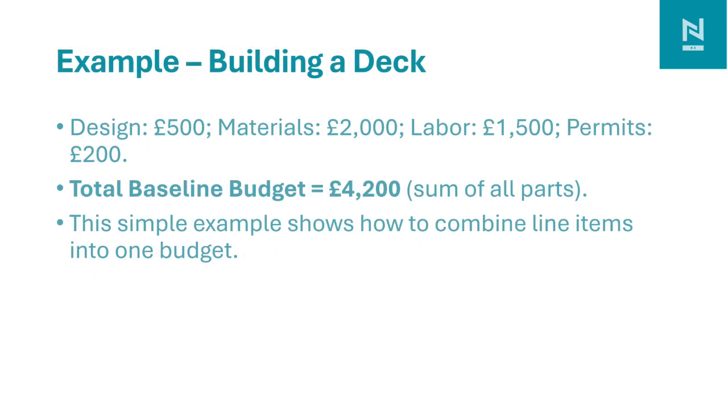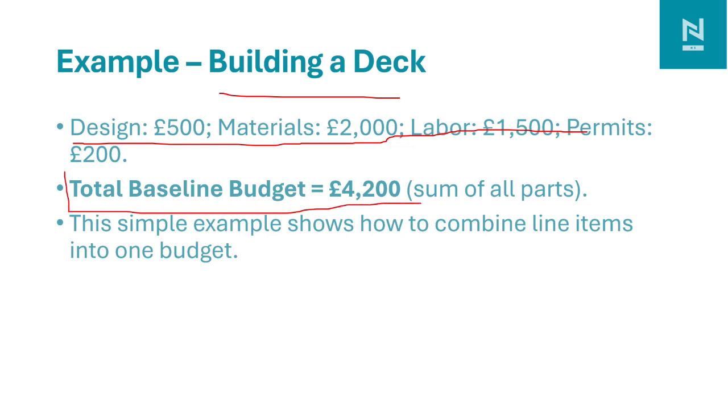Let's take an example of building a deck. For developing a deck, the design cost may be 500, material may be 2000, labor may cost 1500 pounds, and permit may cost 200 pounds. The overall total baseline for the project is 4200. This simple example shows how to combine line items into one budget, and according to the budget, the stakeholders plan and manage accordingly for the whole project.